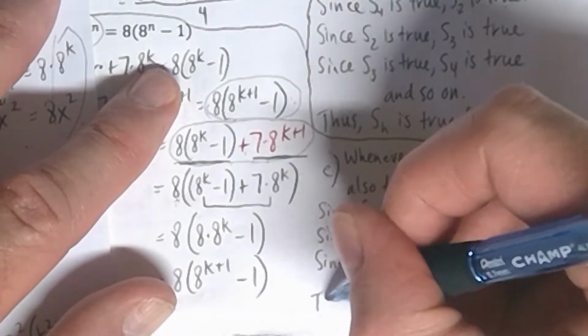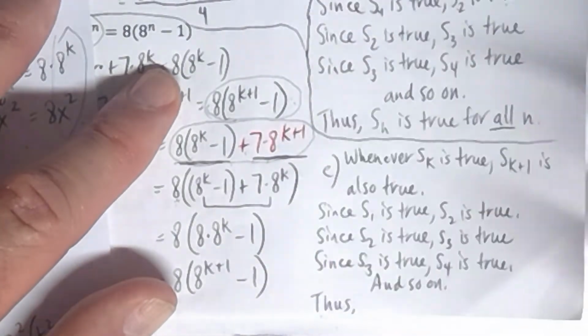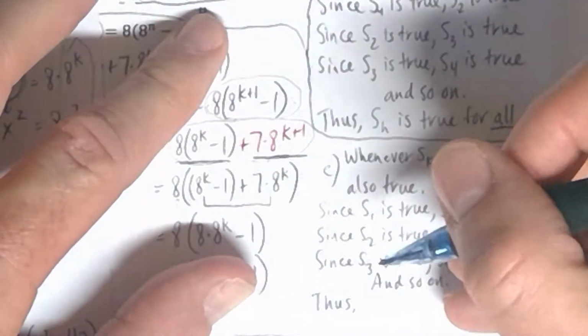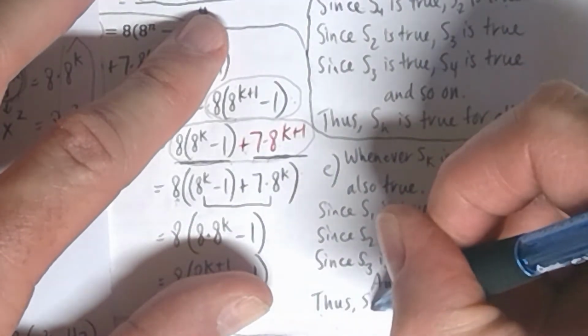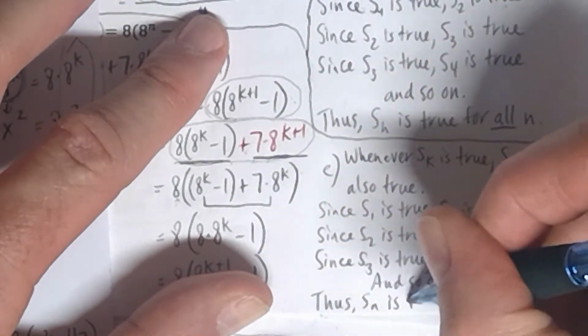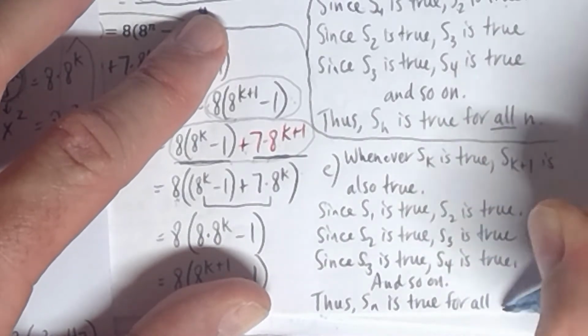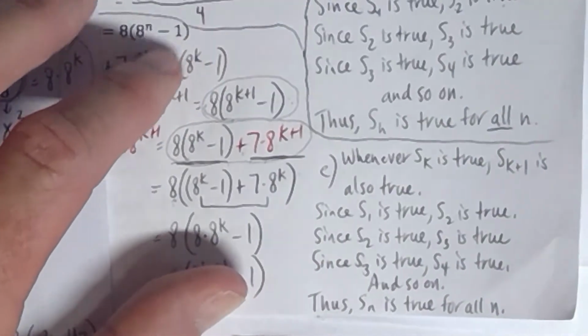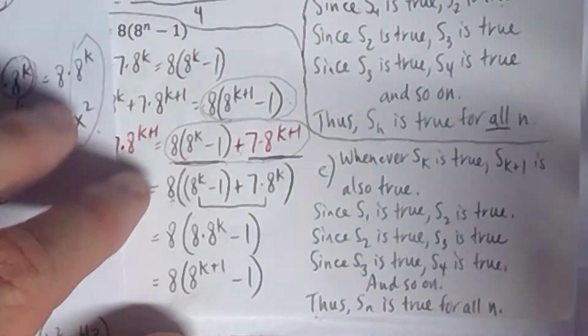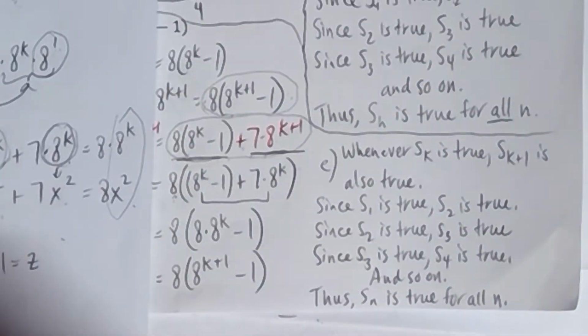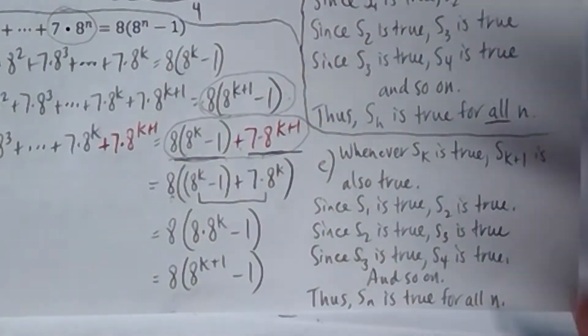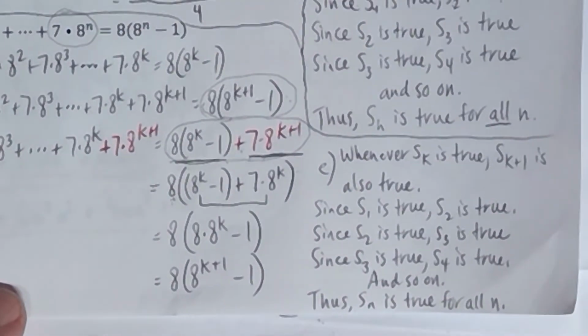But it works for any number, any of those positive whole numbers. Thus what? Sn is true for what? Is true for all n. And you don't need to underline the word all like I did last time, but you could if you want. All right, so that is part E right there.